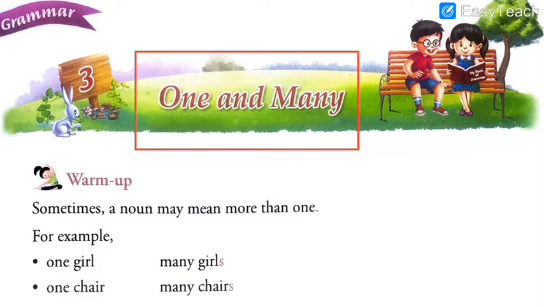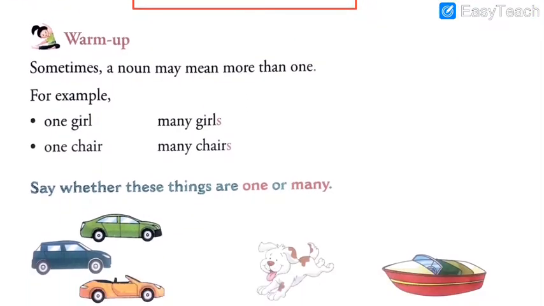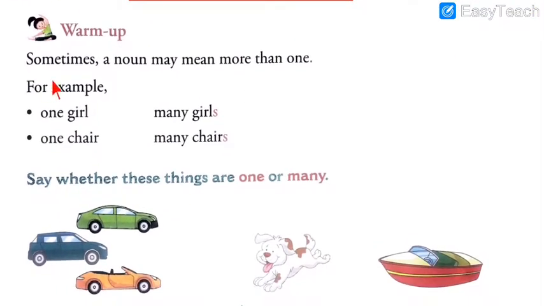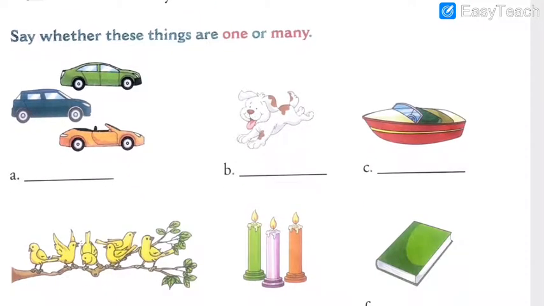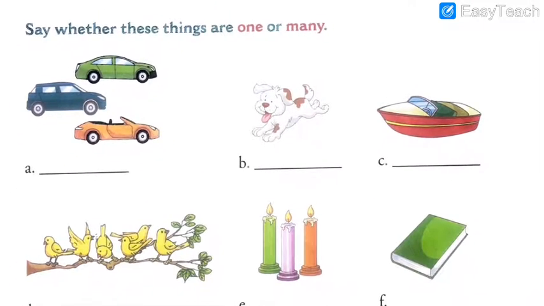As you know, we always have a warm-up exercise before we start, so let's start with the warm-up exercise. Sometimes a noun may mean more than one. For example, one girl, many girls. One chair, many chairs. Now, in the warm-up exercise, what do you have to do? Say whether these things are one or many.